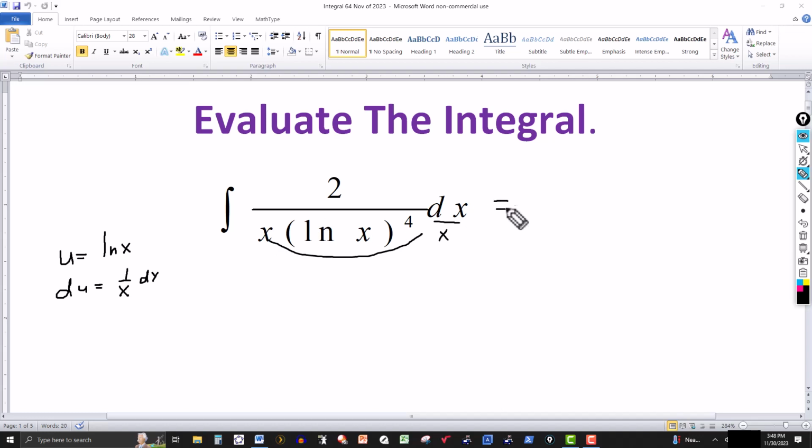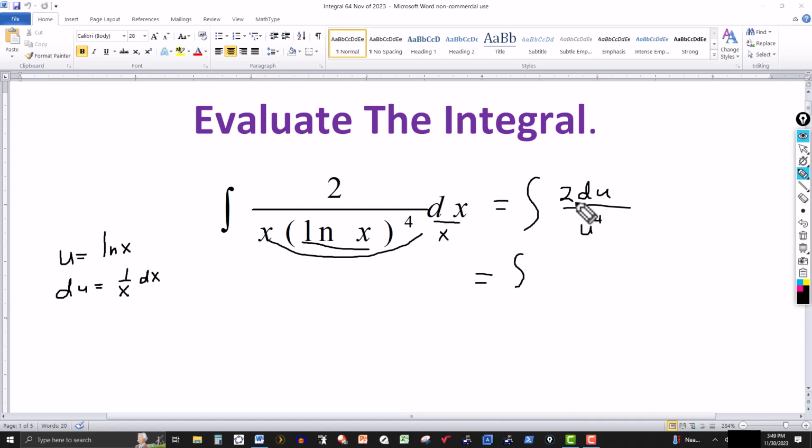So I'm going to make my substitution here. dx over x is du. And I've got the 2 there, so it'll be 2 du. And of course the ln of x here is u, and that's taken to the 4th power. So now we're set. We have transformed the integral in terms of u.